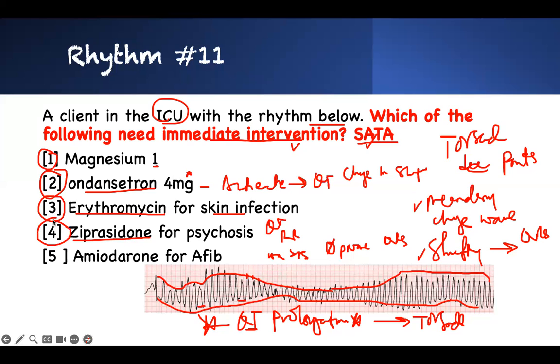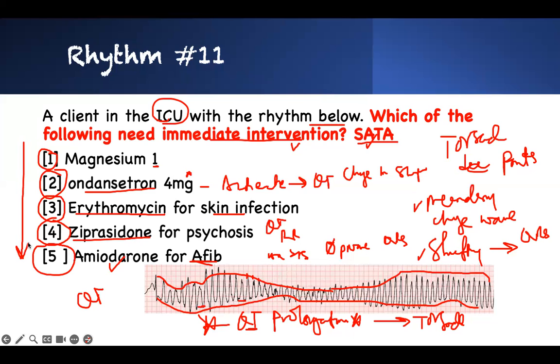I need to stop it. Amiodarone also causes QT prolongation. Patients on amiodarone for AFib, is it because they're taking too much amiodarone that is causing this problem? Yeah, I got to stop it first and figure out what the problem is. So all these are causes of QT prolongation.